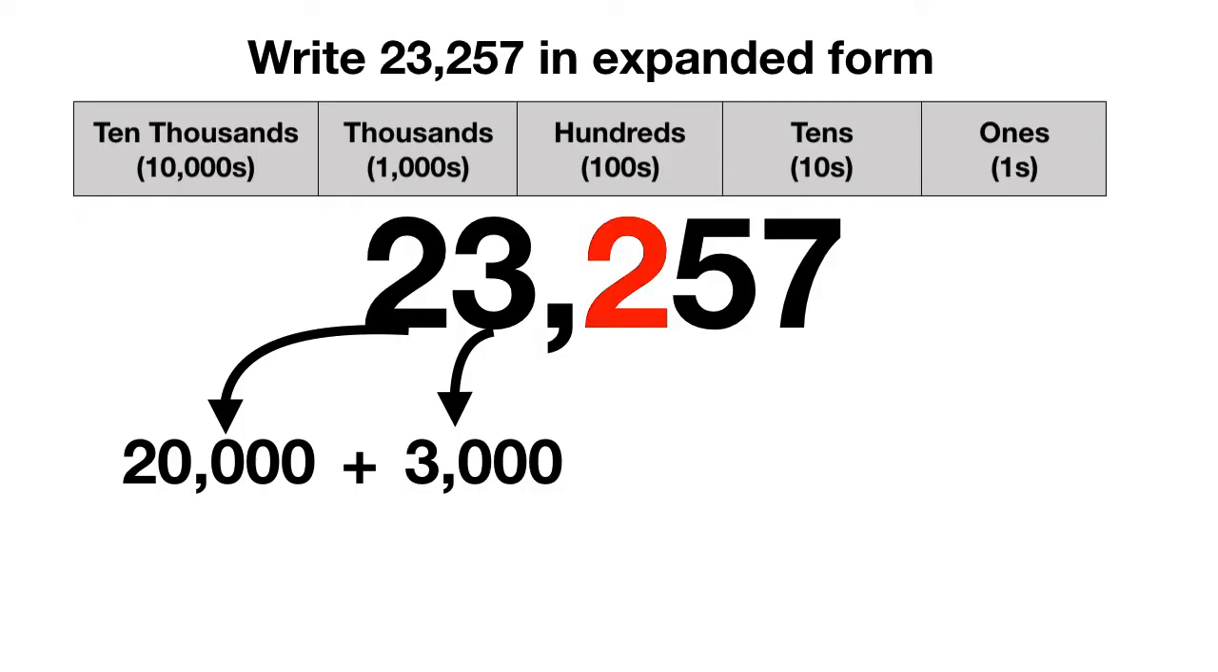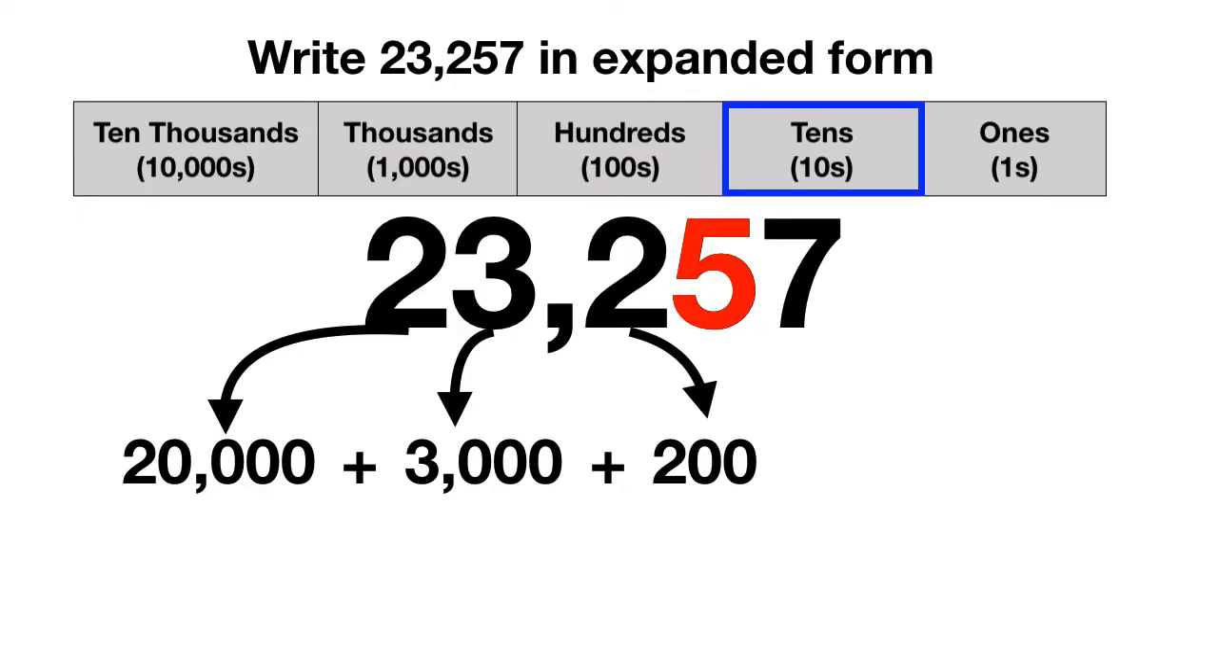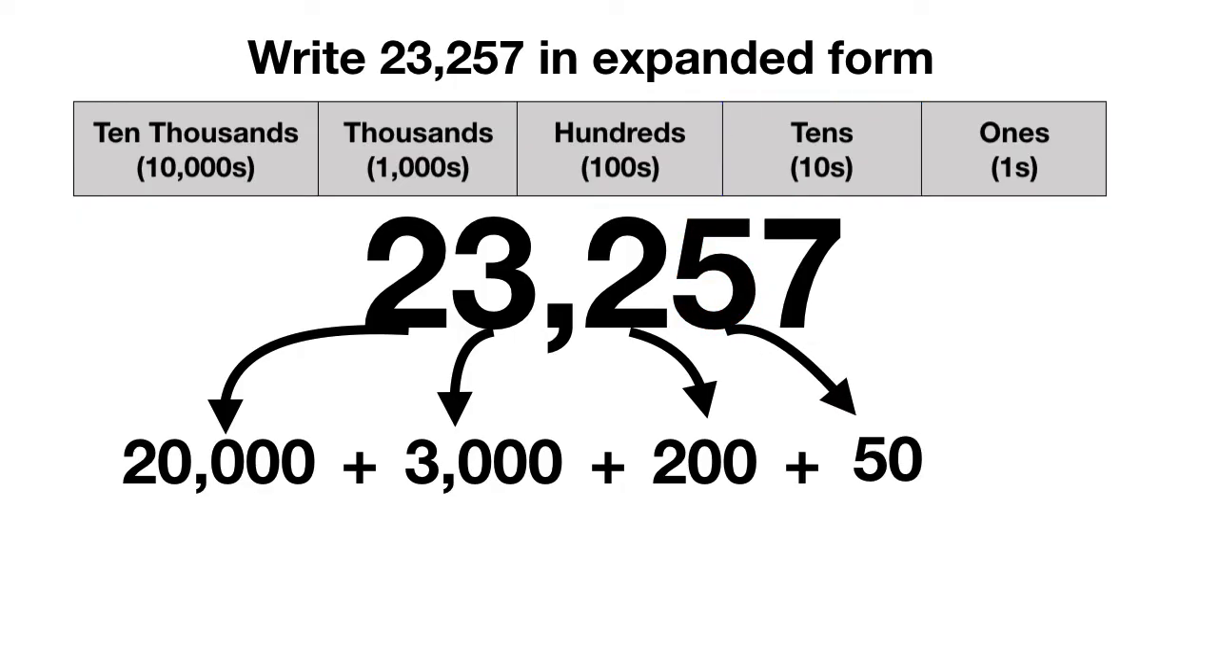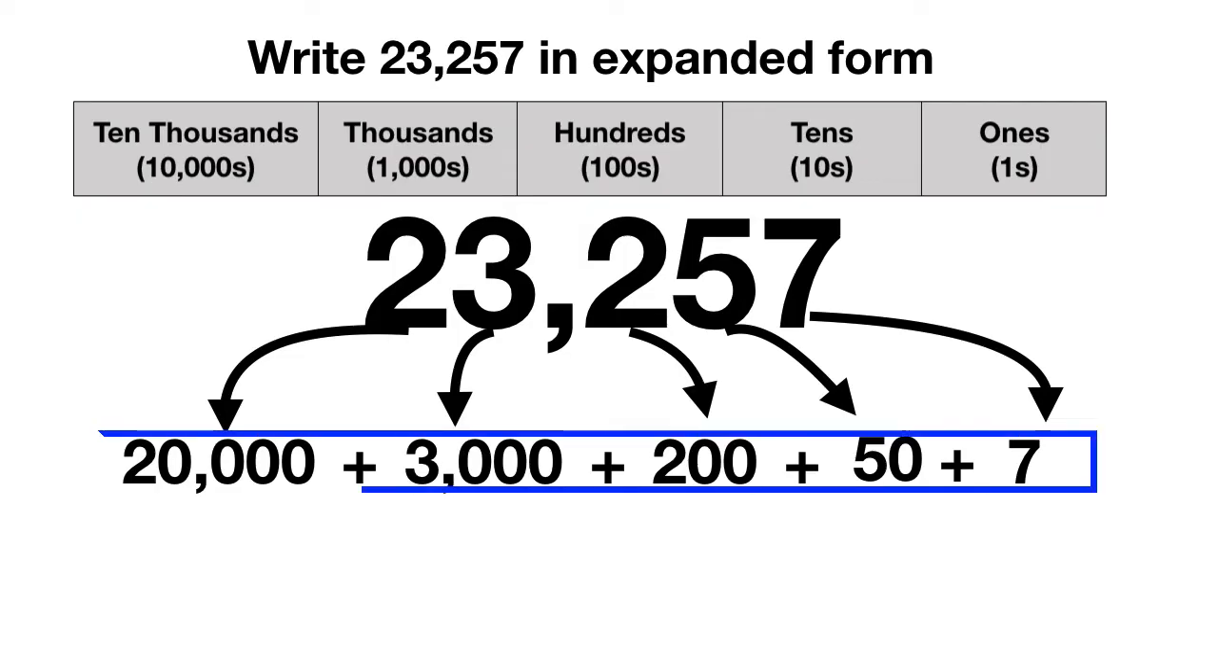Next, we see this other 2. That 2 is in the hundreds place, so it has a value of 200. After that is the 5, which is in the tens place, and has a value of 50. And finally, the 7 is in the ones place, so its value is just 7. Now this, 20,000 plus 3,000 plus 200 plus 50 plus 7, is one way that you can write a number in expanded form. However, there's another way.